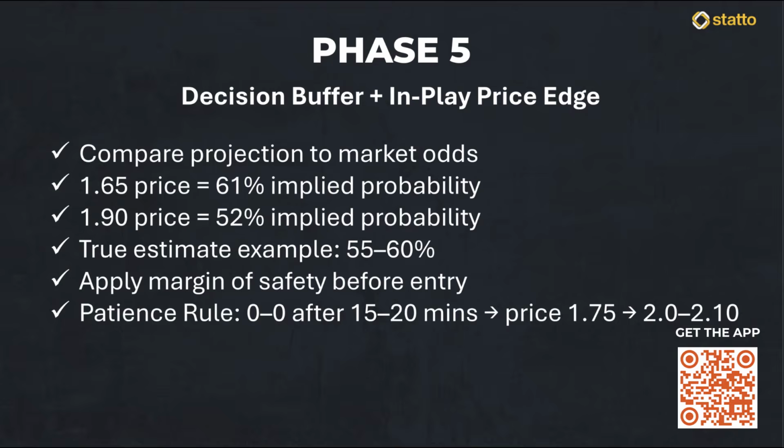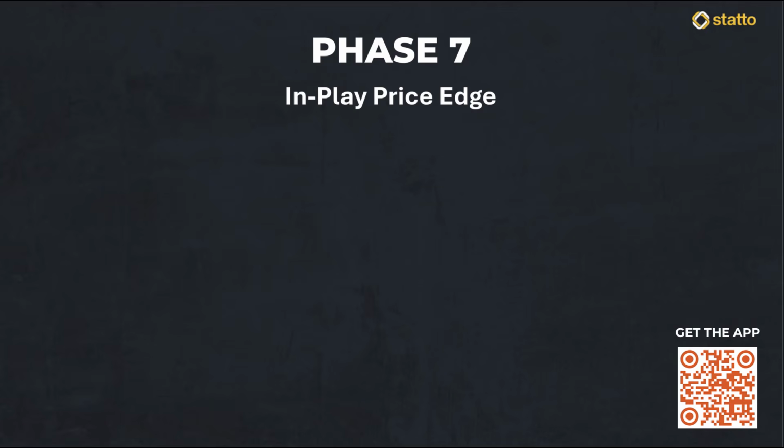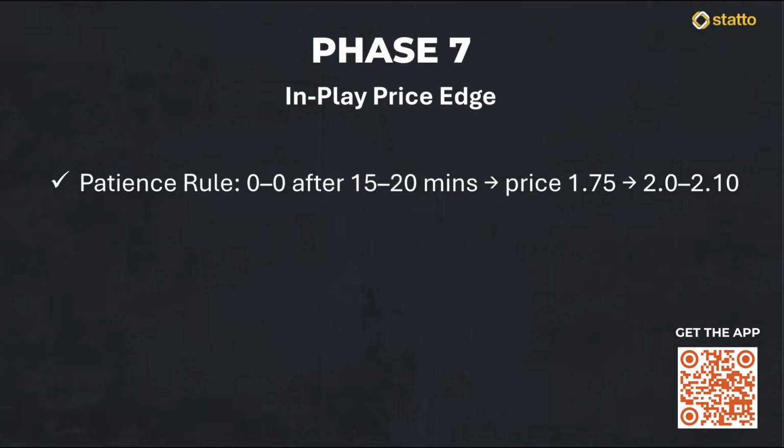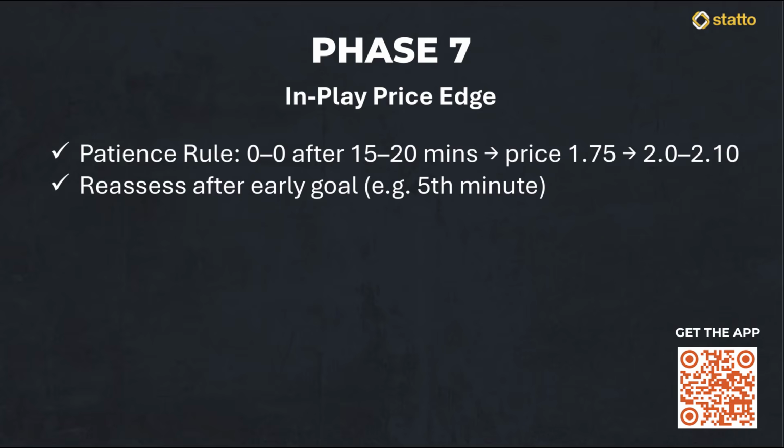And finally, we reach phase 7, which is the in-play price edge. This is where we turn a good prediction into a professional trade using timing. Let's say our pre-match analysis is solid, but the price is a bit too short at 1.75. What most people do is they take the short price anyway because they are afraid of missing out. The way we approach this correctly is by using the patience rule.